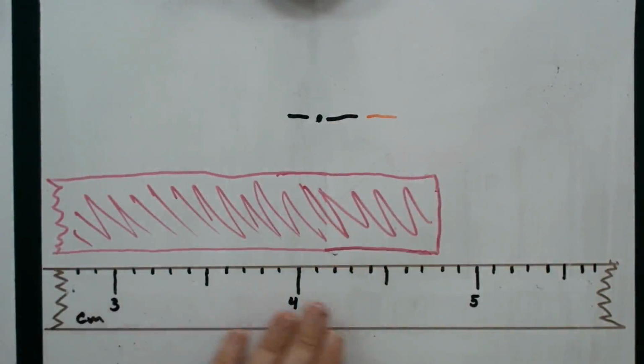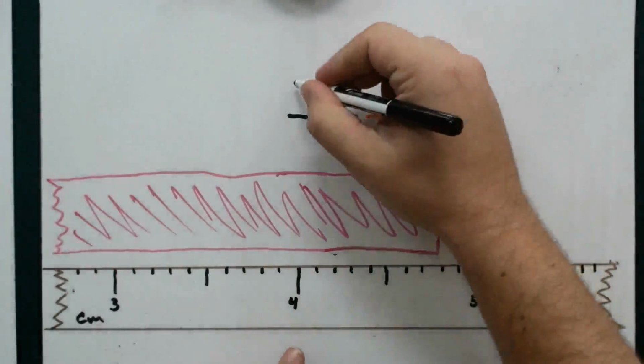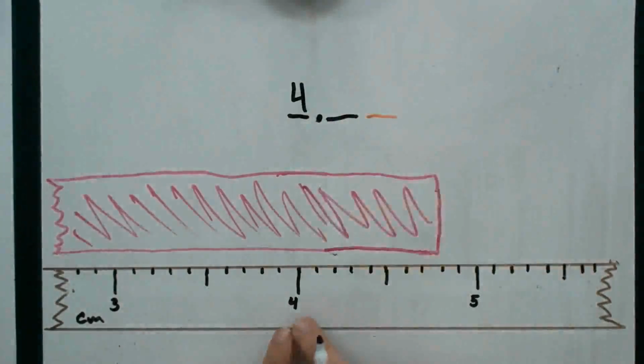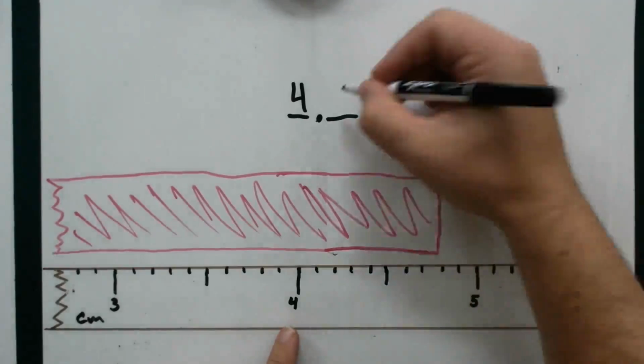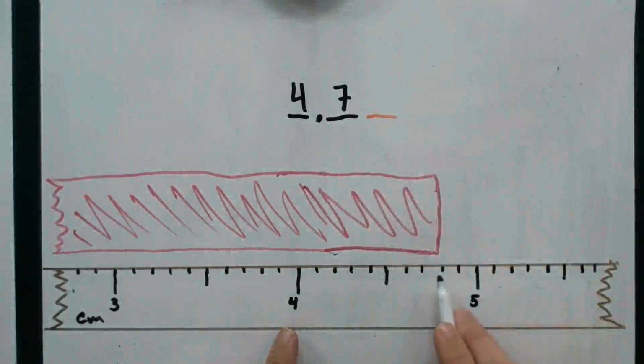So when we look at this measuring tool, we know the 4, okay, because that's here. We haven't made it to the 5, so we know the 4. And then this is 1, 2, 3, 4, 5, 6, 7. We know the 7. Notice it doesn't quite make it to the 8, so we know the 7. And so we have to make a guess.